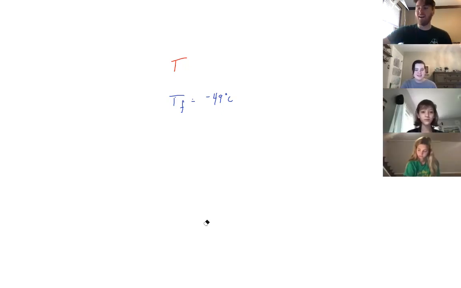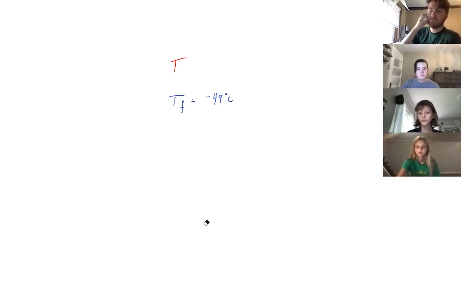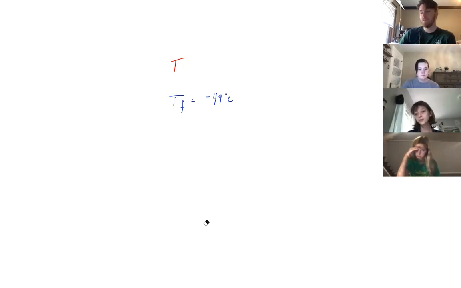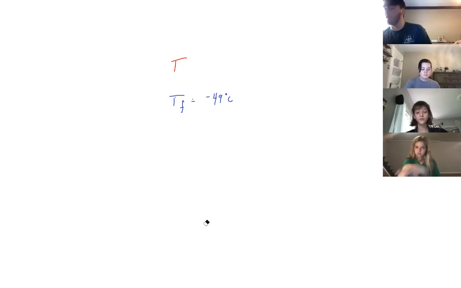So here, our idea is that we have a change of temperature of 56. Our low temperature was negative 49 degrees Celsius, meaning that our high temperature needs to be negative 49 plus 56. That's the main idea. So if we do negative 49 plus 56, you would get a temperature initial of 7 degrees Celsius.